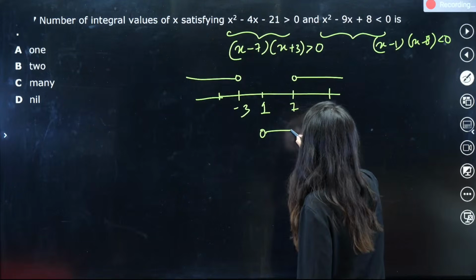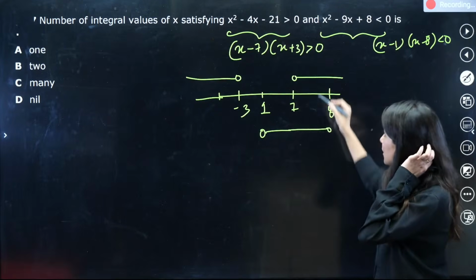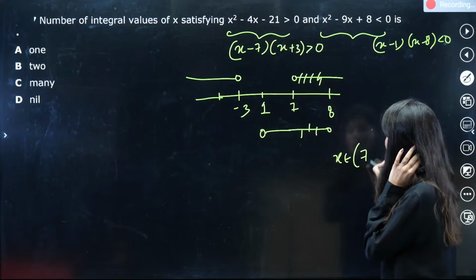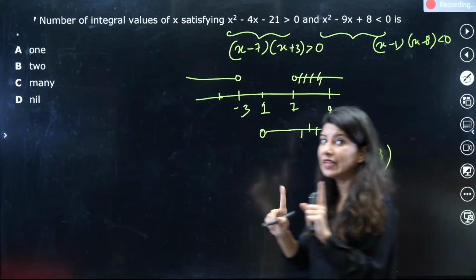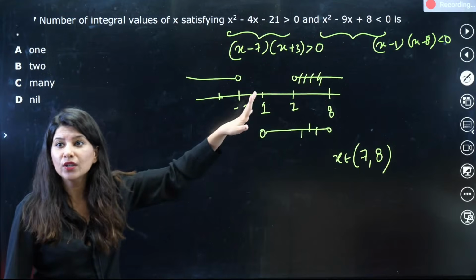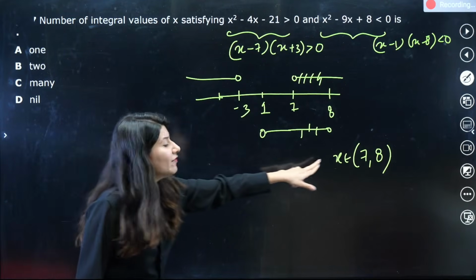Yes, 1 to 8. So the intersection clearly lies between 7 and 8. So the final answer will be 7 open to 8 open. Both 7 and 8 are not included because we do not have any equality over here. Right? So 7 to 8.